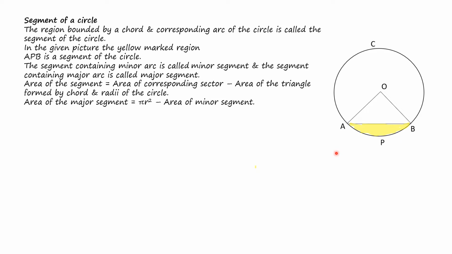Area of the major segment equals pi r square minus area of the minor segment, and area of the minor segment equals pi r square minus area of the major segment. Let's see some examples.